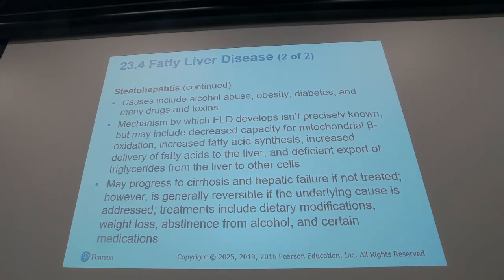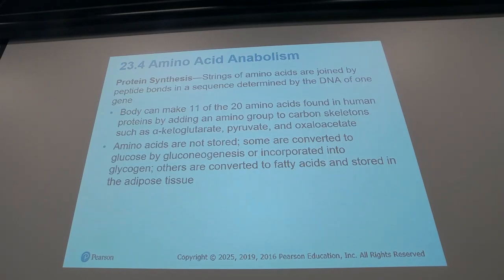So some treatments include modifying the intake of lipids and other nutrients, also having a weight loss program, abstaining from alcohol, drugs, or preventing the exposure to certain toxins that can damage the liver. Any questions of anabolism of fats?